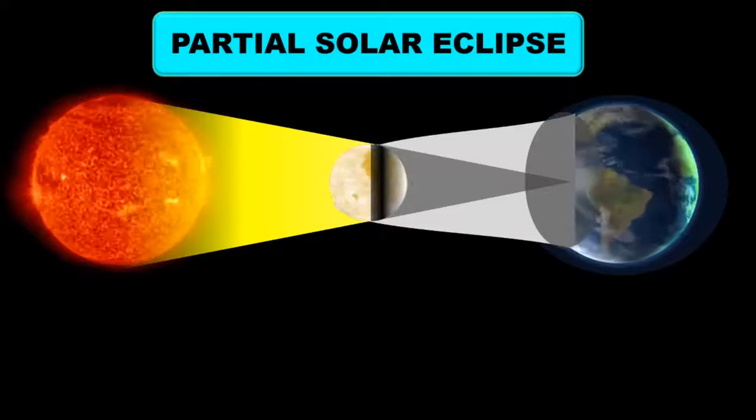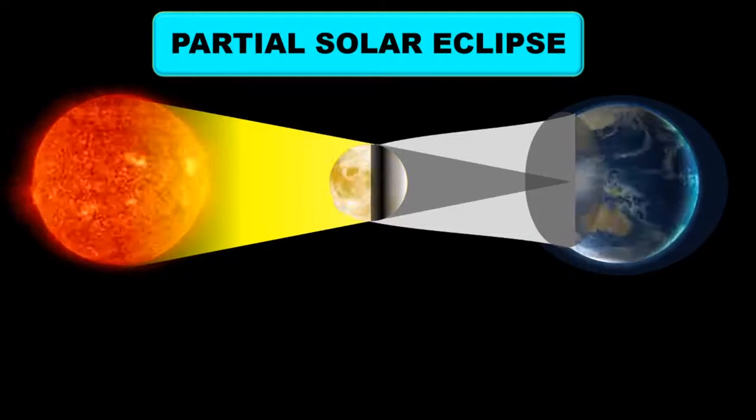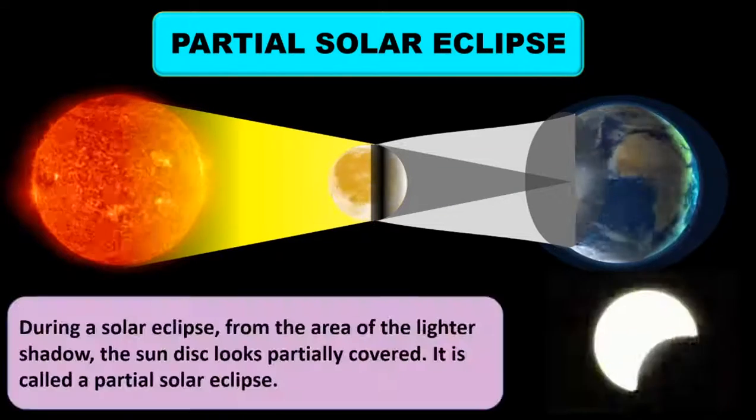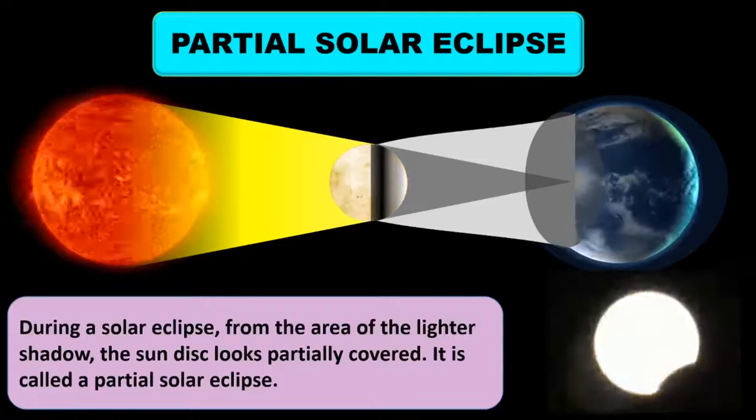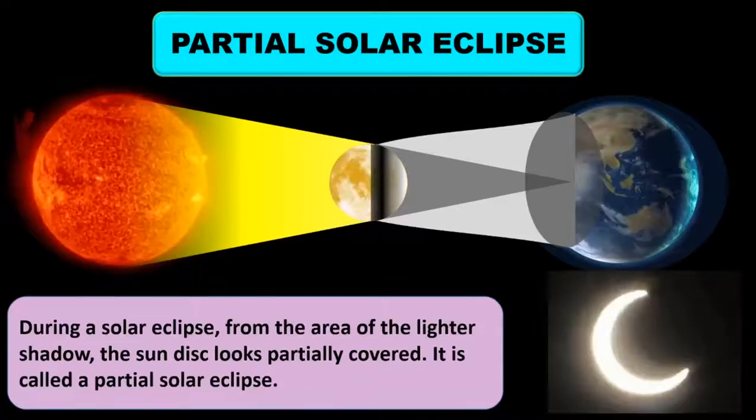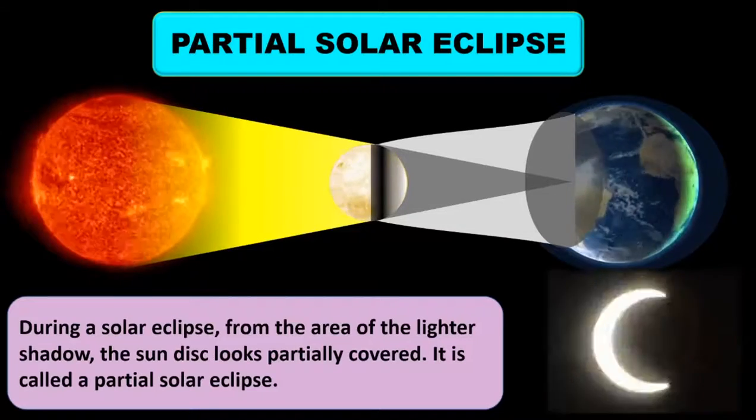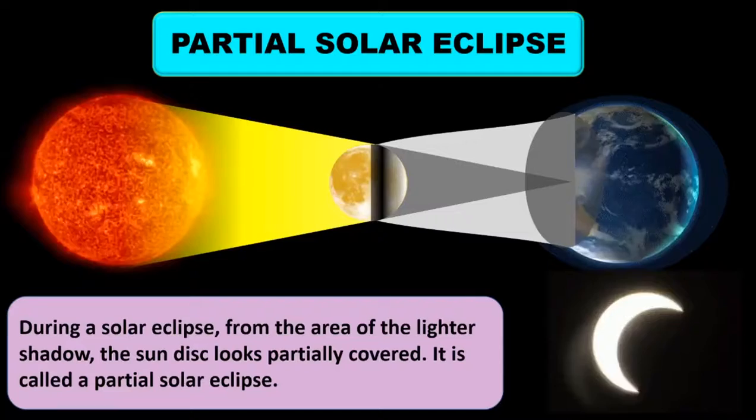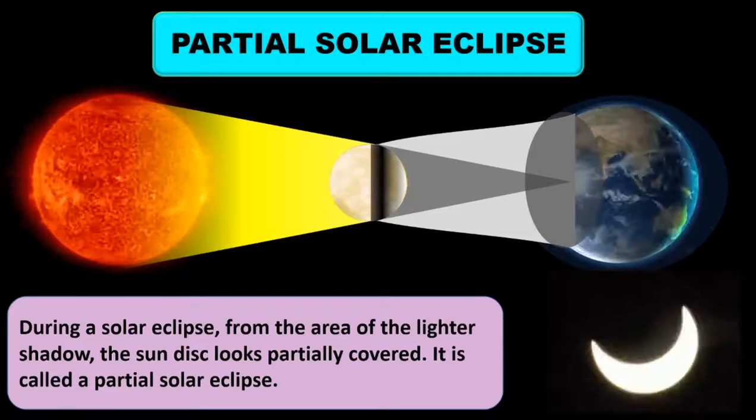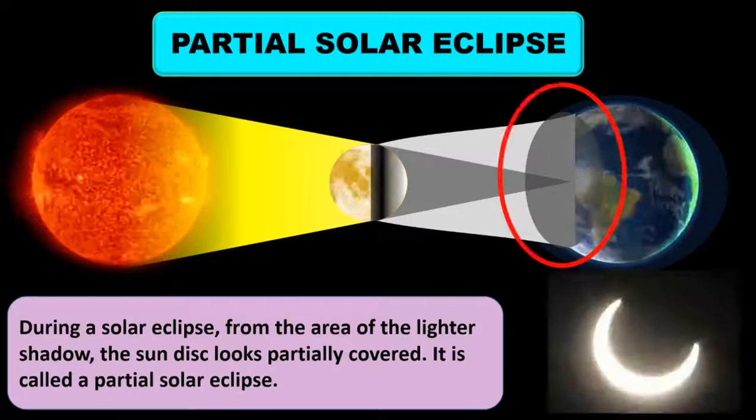Partial solar eclipse. During the solar eclipse, at the places where the shadow is lighter on the Earth, or from the region of the penumbra, the Sun's disk appears partially covered. This condition is described as partial solar eclipse. Now, let's see about annular solar eclipse.